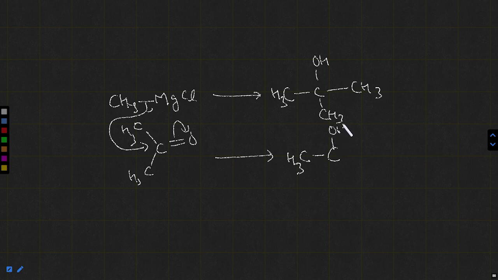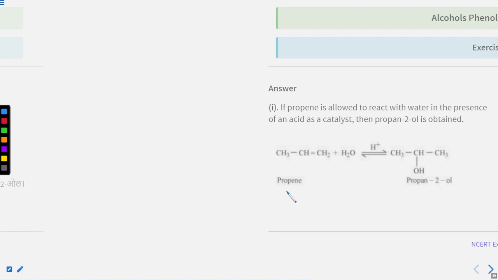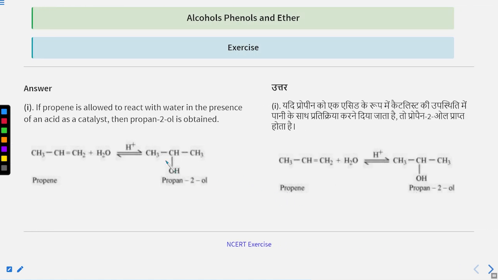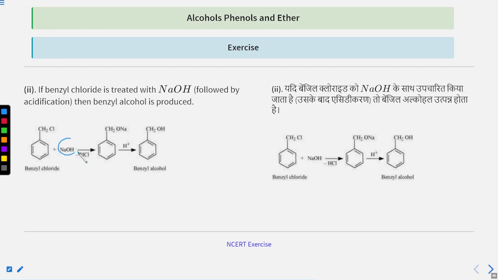And O negative will be formed. Okay. After that, we will just protonate it to get our final product. See, so they have done the protonation first and resulted in the formation of propan-2-ol in the presence of H2O. In this one, we have treated with NaOH, so they have done it right. We have done it right. Again, they have protonated it and got our benzyl alcohol.